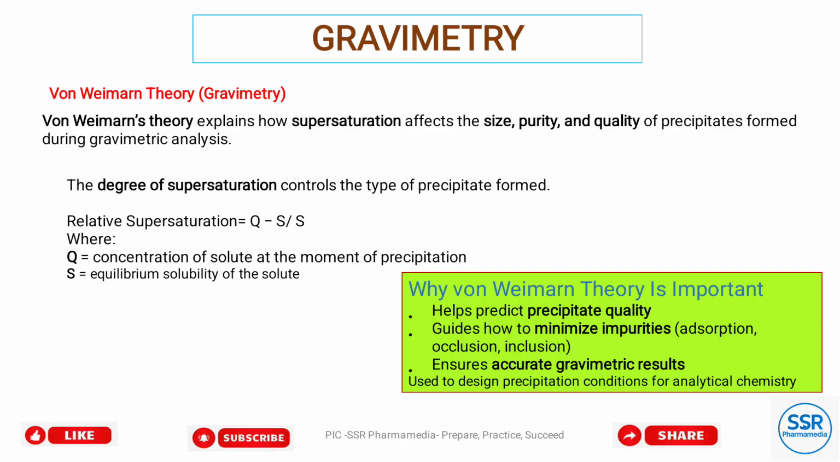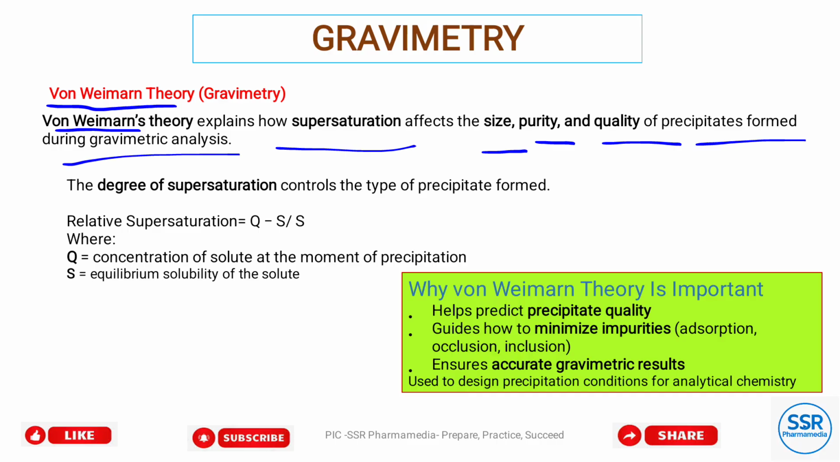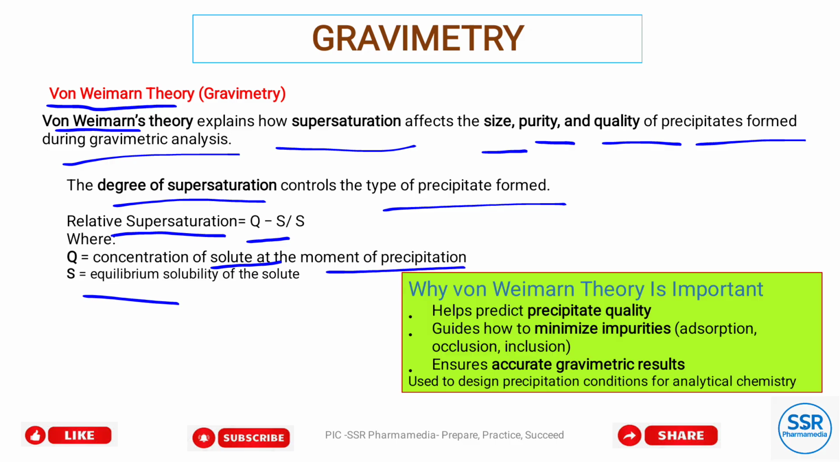So next is the von Weimarn theory. It's mainly used in gravimetry. Von Weimarn theory explains how supersaturation affects the size, purity, and quality of the precipitate formed during gravimetric analysis. The degree of supersaturation controls the type of precipitate formed. Relative supersaturation is equal to (Q minus S) divided by S, where Q is the concentration of solute at the moment of precipitation, and S is the equilibrium solubility of the solute.